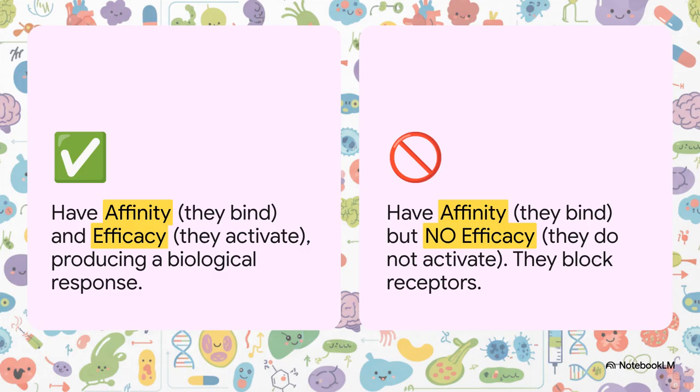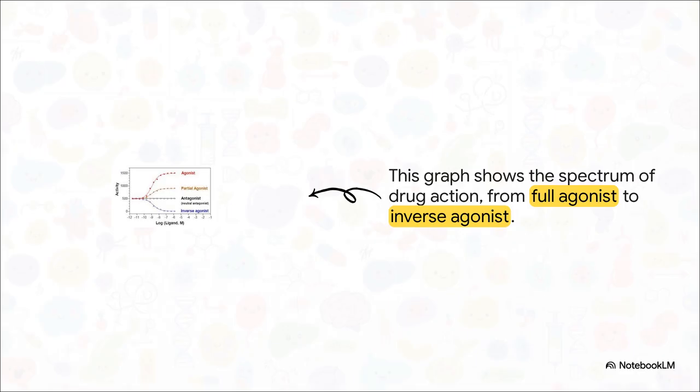It's stuck in there, so it's not activating anything, and now the real key can't get in to do its job. This graph just lays it all out beautifully. You can see the full agonist way up top, causing a big response. The partial agonist is trying, but it just can't reach that same height. The antagonist is just sitting there at the baseline, doing nothing on its own. And then you've got the inverse agonist, which is actually pulling the activity below the baseline.